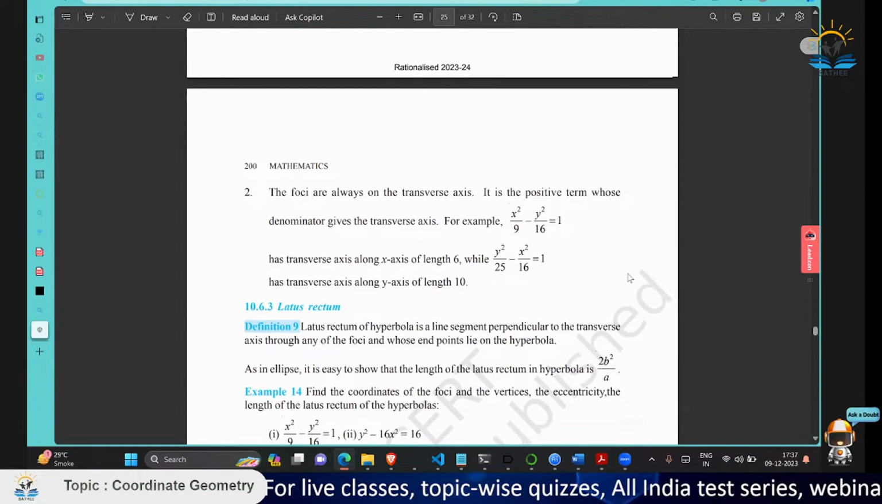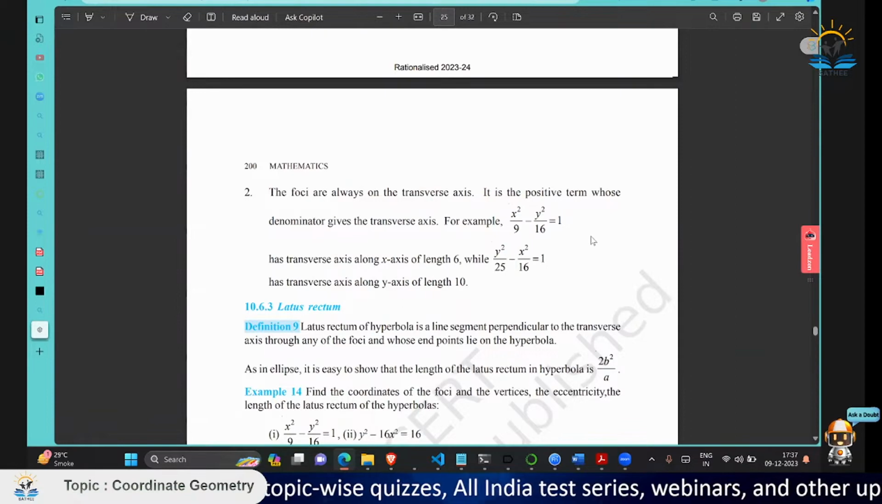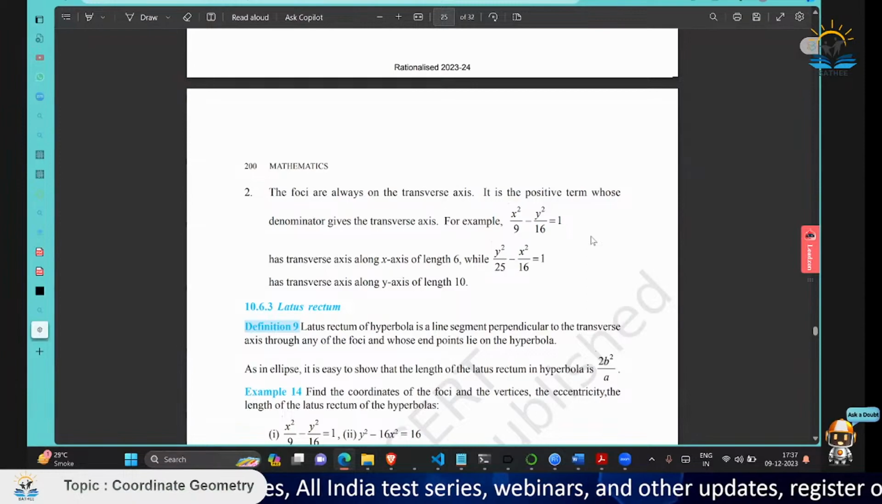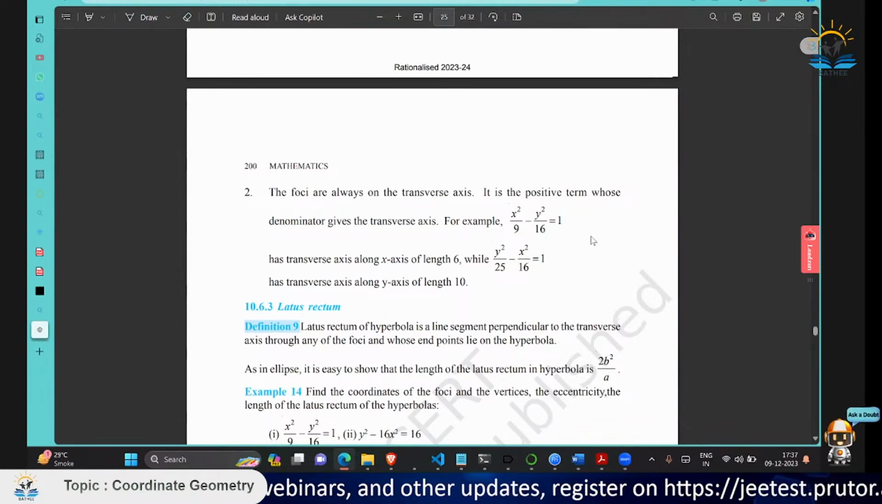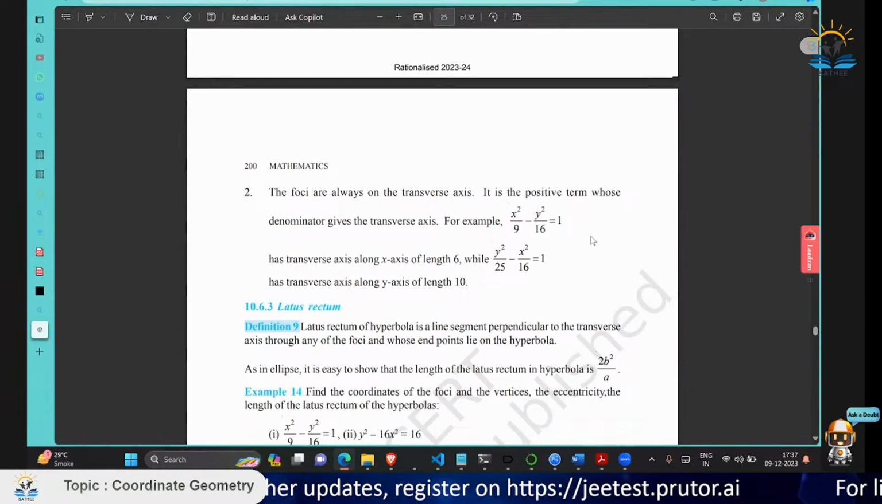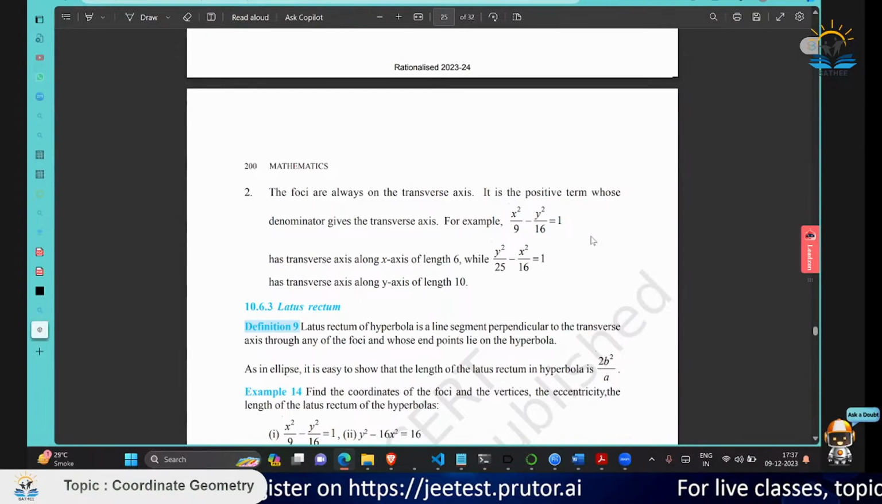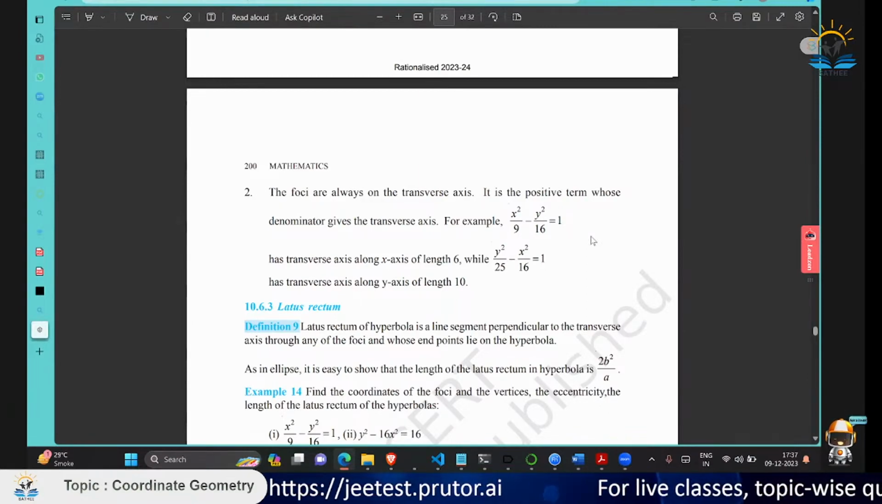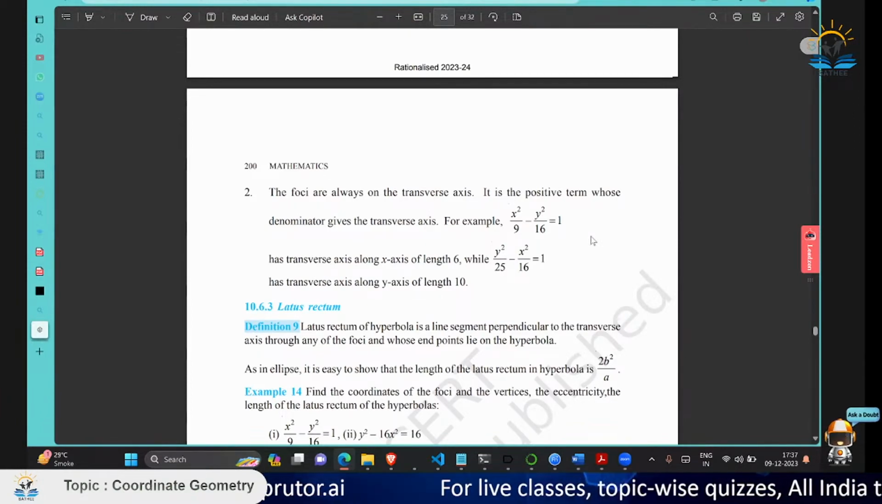Okay, so also note, this is very crucial. The foci are always on the transverse axis. Please remember, it is the positive term whose denominator is the transverse axis. This is really very important. Here, definitely the main paper can trick you, and you will get puzzled.